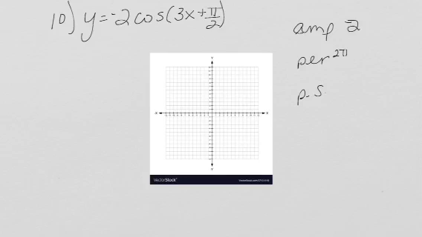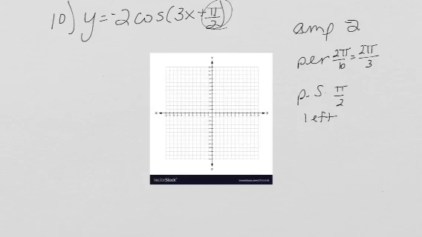Period is 2 pi over b, so I substitute in b, which is my value in front of theta or x, which is 3. And my phase shift is whatever comes after x, which in this case is pi over 2, and that's actually going left pi over 2.